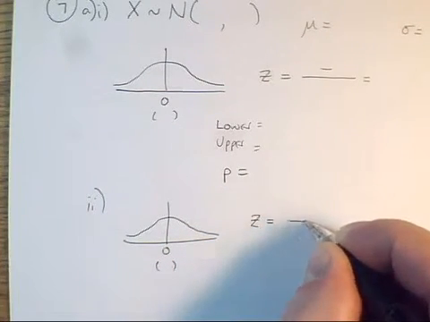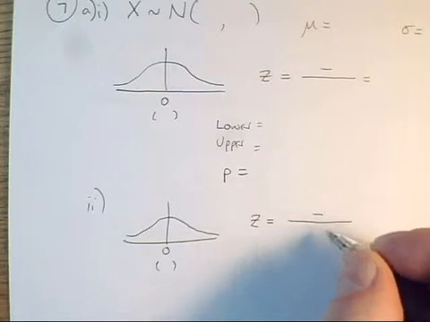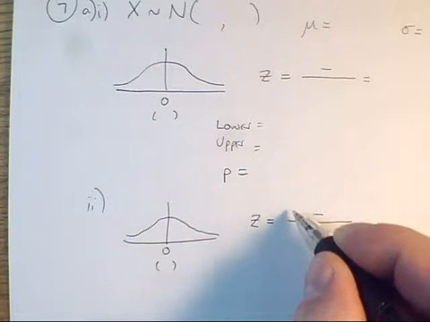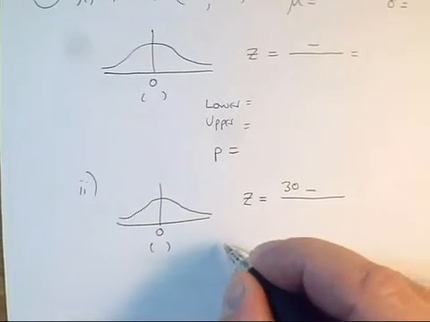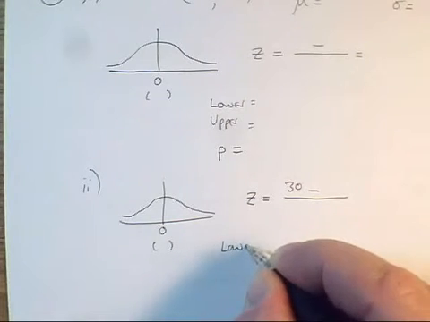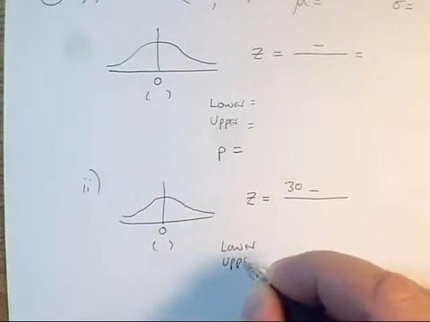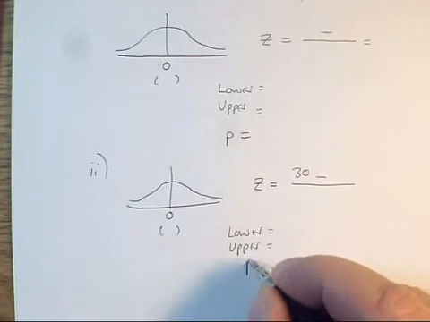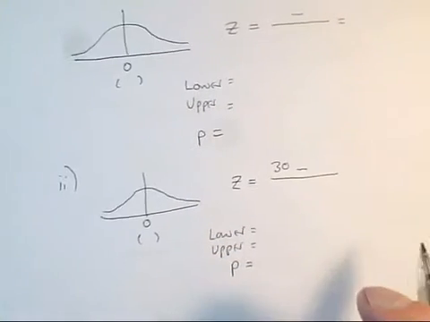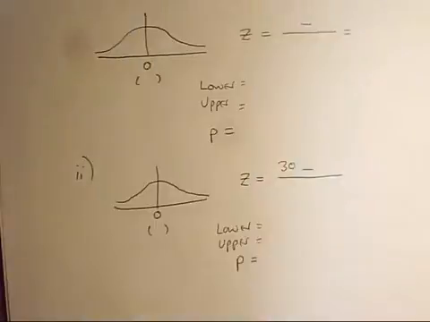So this time when you do this, your value of standardizing is going to be 30. All right, get a second z value. And once again, you're going to get a lower, and you're going to get an upper. And this time, you're not going to need to use any 9999s, I don't think. And you're going to get a value of p. All right. But then the next one, let's have a look at this.